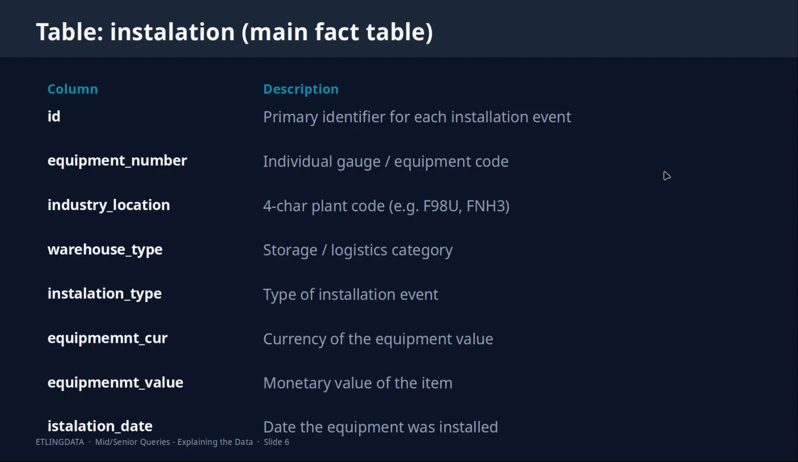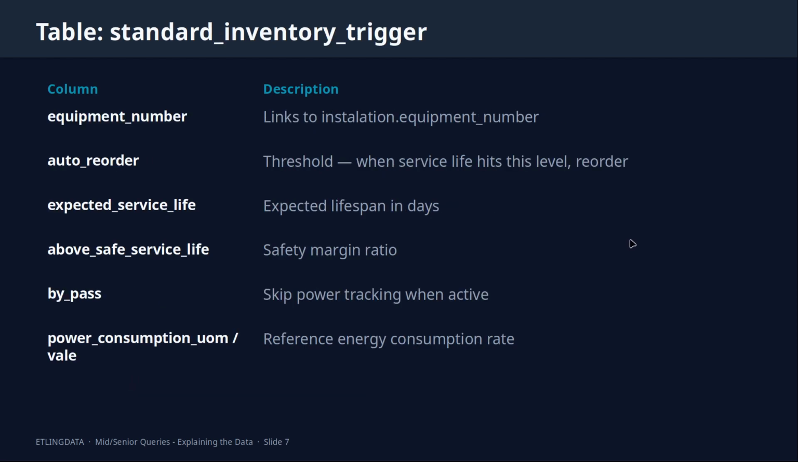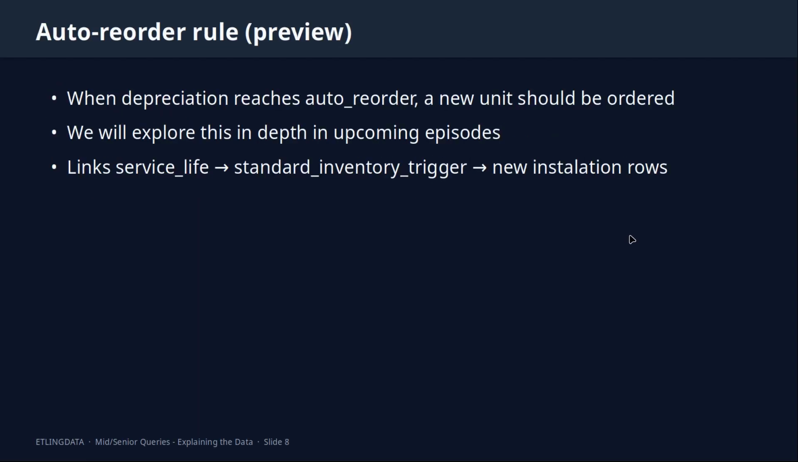I also have another table called standard inventory trigger. That also matters. When the depreciation of the service life of an equipment reaches a specific level, an auto-reorder is supposed to be triggered. The table holds that configuration: threshold, expected service life, bypass flags, and some reference of power consumption. I will explain that rule in more detail in the next video when we write the actual queries.